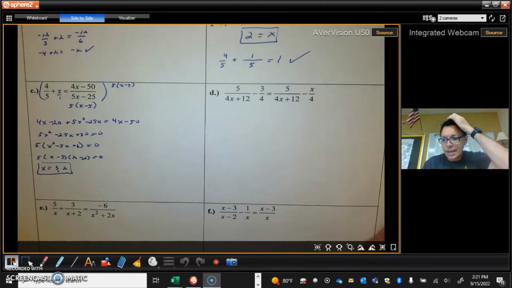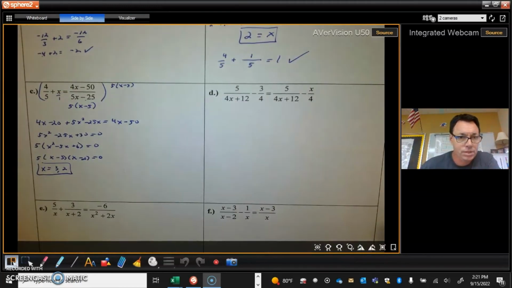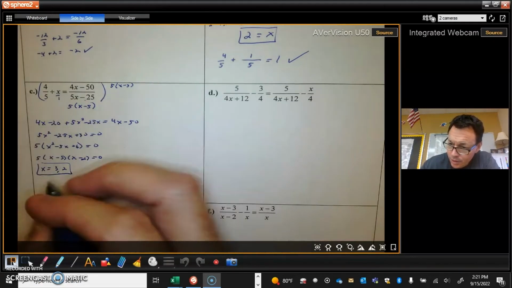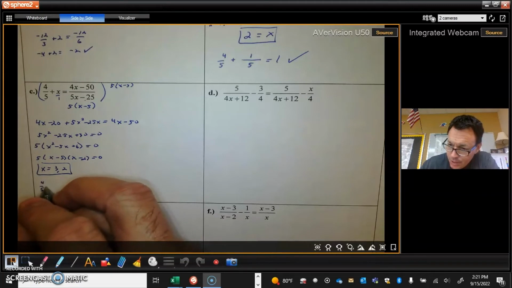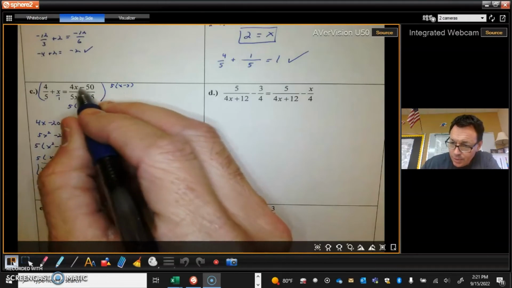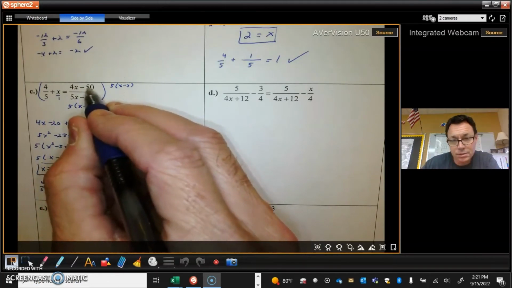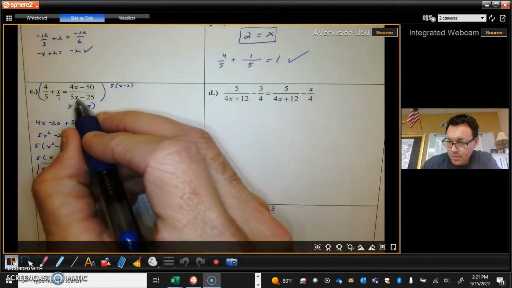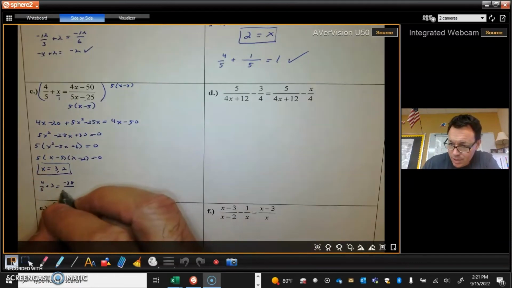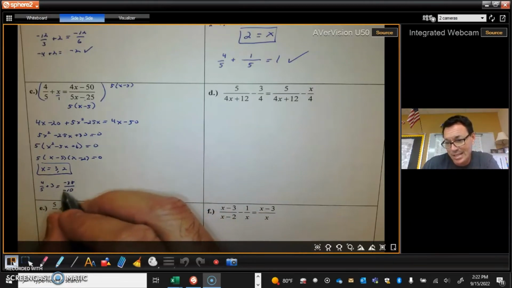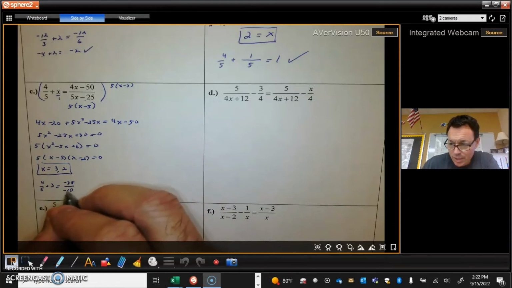All right, so those are the solutions I got. Now, again, we need to go back and check those solutions and see what works, if they both work, or if nothing works. Okay, so I'm going to put in the 3. I'm going to put the 3 right here. That's going to give me 4/5 plus 3 equals, and if I put a 3 right here, I'm going to get 12 minus 50. So that's going to be negative 38. And then I'm going to put a 3 here. That's going to give me 15 minus 25, so that's going to be negative 10. And so right here, what am I going to get? It's positive because the negatives cancel, and I get whatever 38 divided by 10 is.